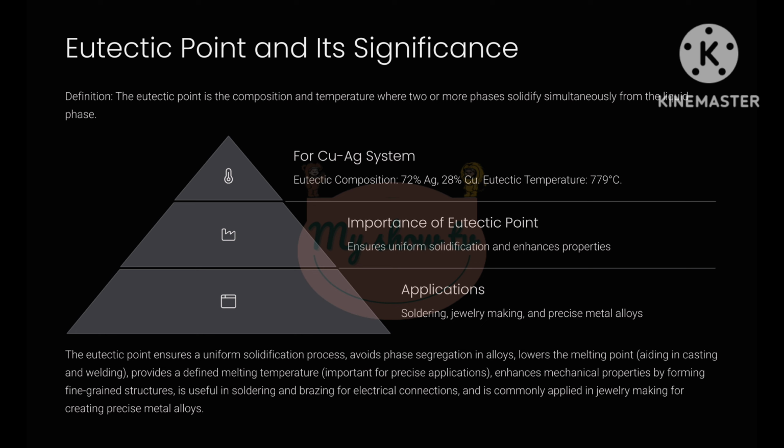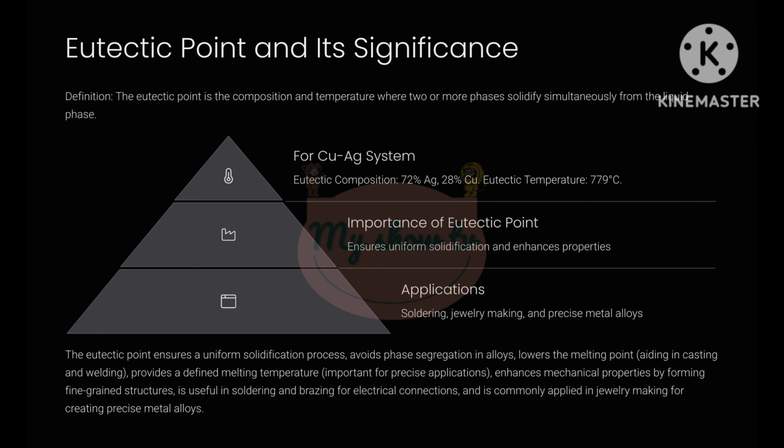Now, let's focus on the eutectic point in more detail. Definition. The eutectic point is the composition and temperature at which two or more components solidify simultaneously from the liquid phase. It represents the lowest temperature at which the liquid phase can exist in equilibrium with solid phases. For the Cu-Ag system, the eutectic composition is 72% Ag and 28% Cu, and the eutectic temperature is 779 degrees Celsius.